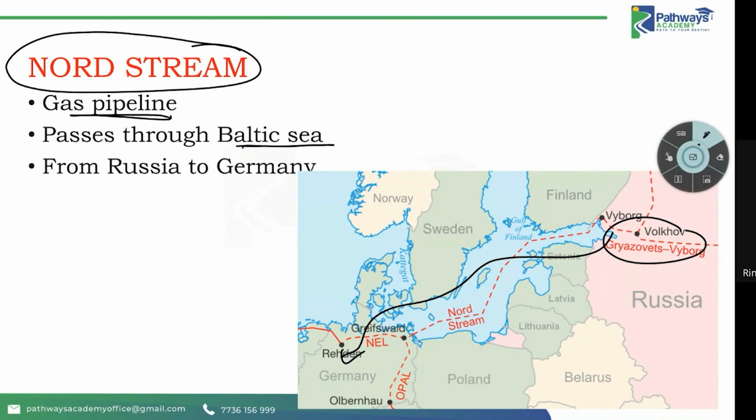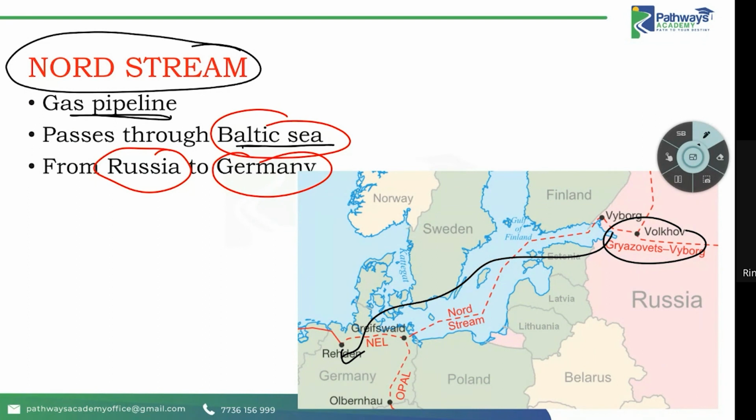Nord Stream. It is a gas pipeline. It's a gas pipeline from Russia to Germany. From Russia to Germany. And it passes through the Baltic Sea.